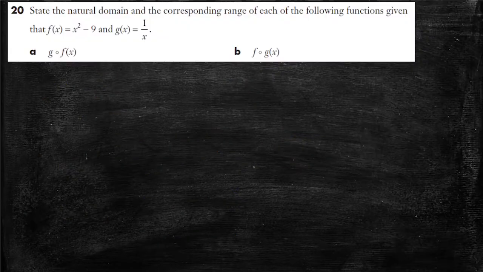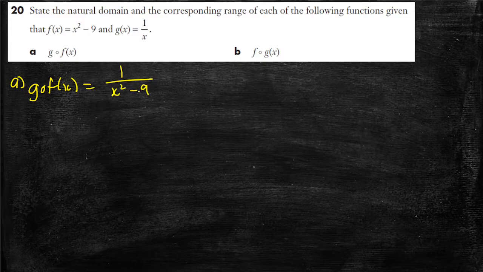Now, I've been asked to explain question 20 from quite a few of my students. This comes from Sadler's textbook, exercise 3A, question 20. State the natural domain and the corresponding range of each of the following functions, given that f of x is x squared minus 9, that's a quadratic, and g of x is 1 over root x. And I'm only going to do part A with you guys. So when we look at part A, we want g of f of x. So we want to substitute f of x into g of x. So g of f of x is going to be 1 over the square root of x squared, take away 9.